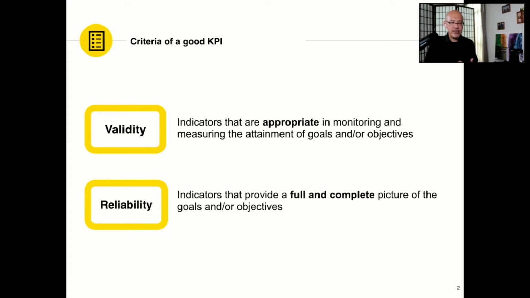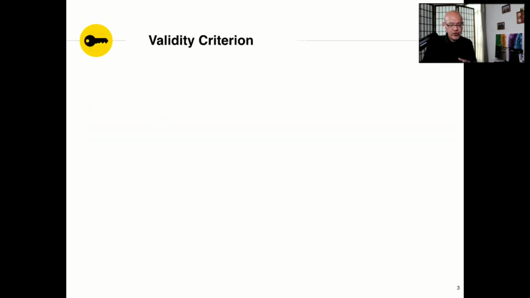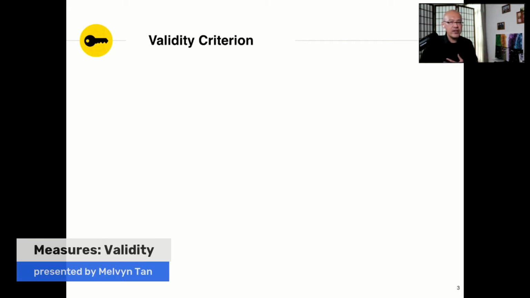The second criterion essentially asks, are your indicators reliable? Which means, are they able to stand up to scrutiny? Are they giving you a full and complete picture of the attainment of the goals and objectives? If it's just from one perspective or one angle, then that indicator may not be absolutely reliable. How do we go about addressing that? We'll look at that in a subsequent video. So let's first look at the validity criterion. How do you ascertain if an indicator is valid to begin with?